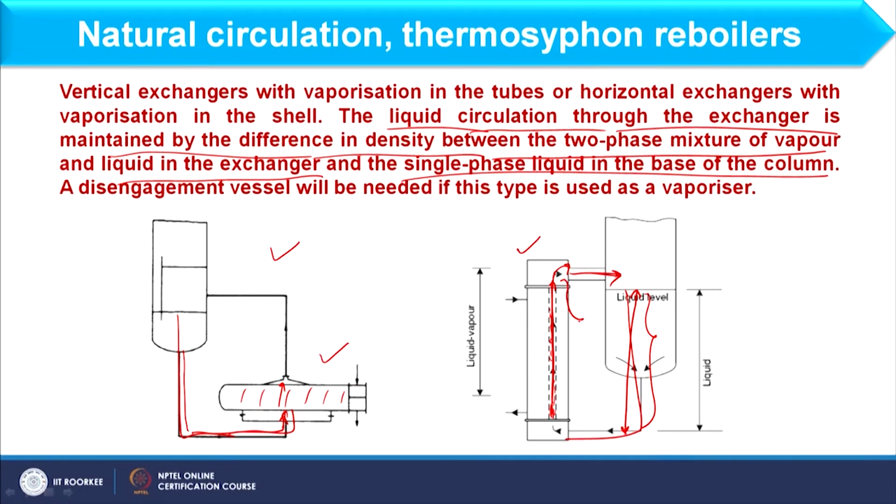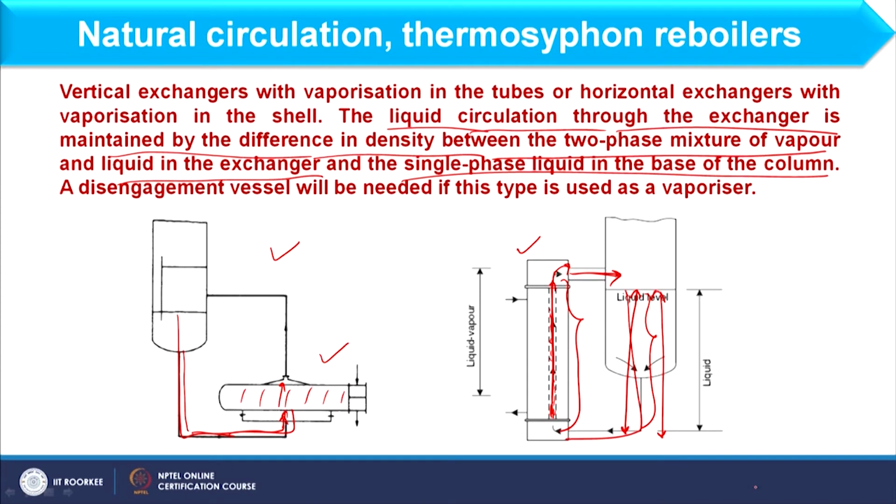Now, how is this circulation maintained? When I compute the pressure drop in this zone, that pressure drop should be less than the pressure drop which is available in this region. Then only the liquid available in the distillation column is able to push or enter into the reboiler. In this way circulation is maintained in the thermosiphon reboiler.